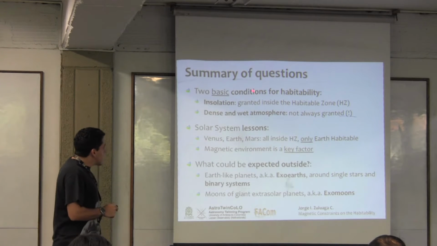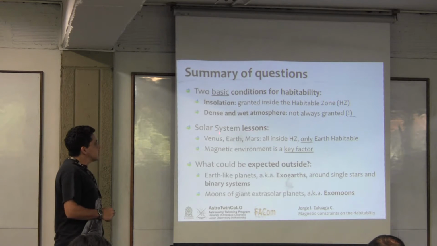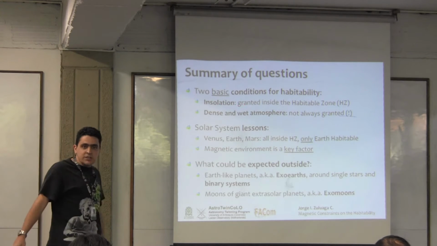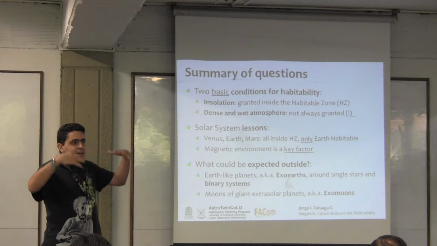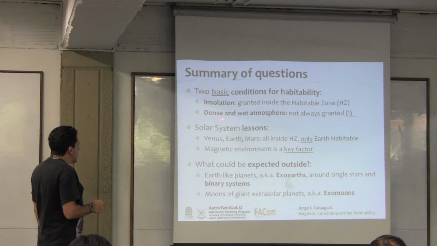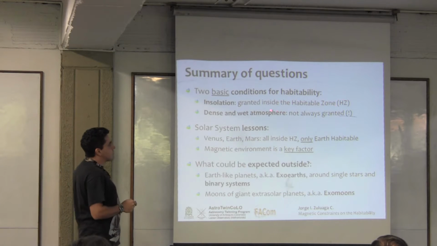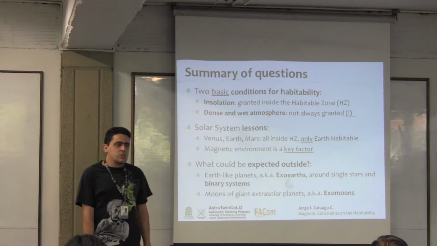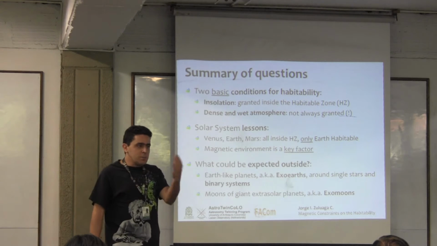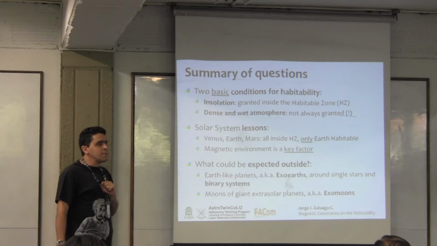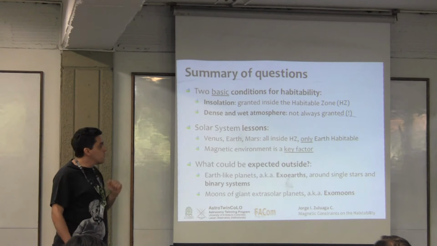The first basic condition for habitability is the well-known condition of insolation. Insolation is the amount of light that a planet receives from its host star. Insolation defines what we call the radiative habitable zone, which is the critical distance to the star where the amount of light is enough to have surface temperatures compatible with the existence of liquid water.